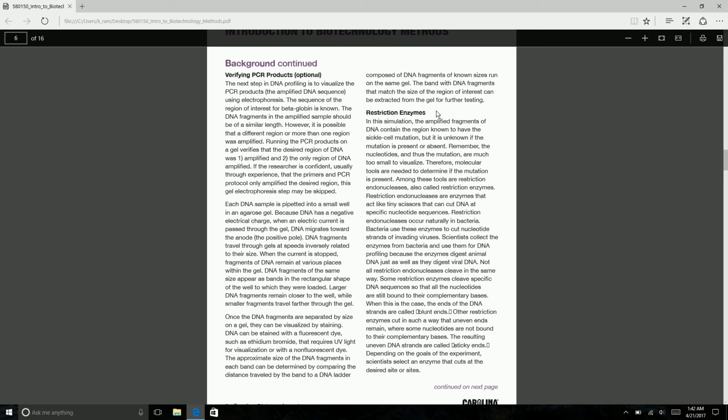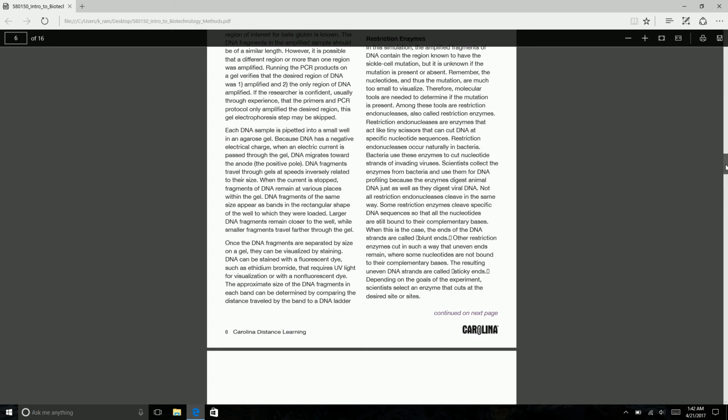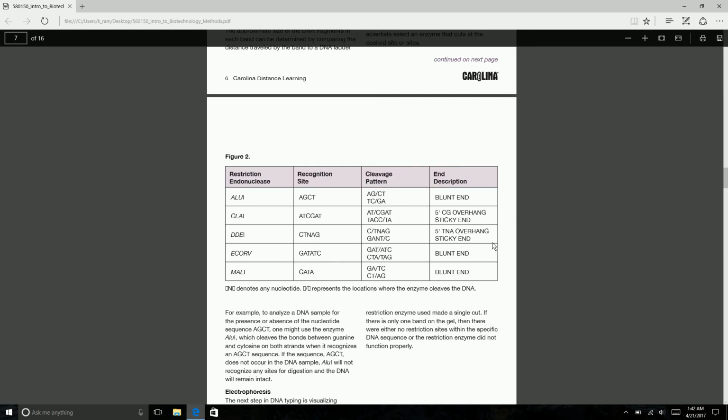So first of all, when you are using an enzyme, you need to know what is the recognition sequence of that enzyme and how it cuts. So basically here is some information. You can see here, this is an example of a few restriction enzymes. They are called AluI, ClaI, DdeI, EcoRV, MalI. These are the names of the restriction enzymes. This is the recognition sequence. For example, AluI. When this enzyme has to cut the DNA, it will first of all recognize this sequence.